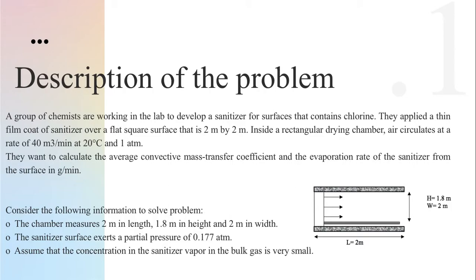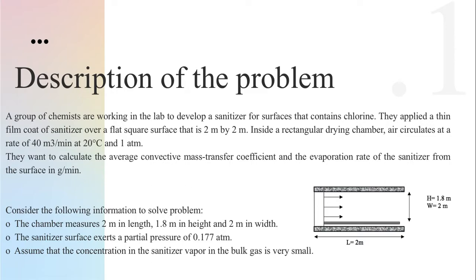The description of the problem says that a group of chemists are working in the lab to develop a sanitizer for surfaces that contain chlorine. They apply a thin film coat of sanitizer over a flat surface that is 2 meters by 2 meters. And inside a rectangular draining chamber there is air circulating at a rate of 40 cubic meters per minute at 20 degrees Celsius and 1 atmosphere.